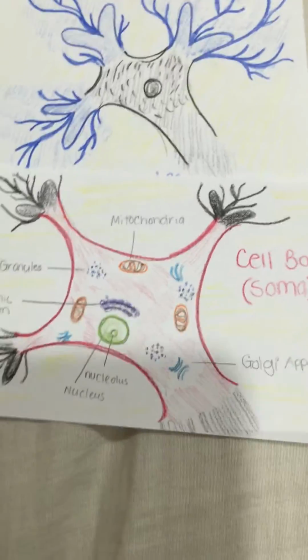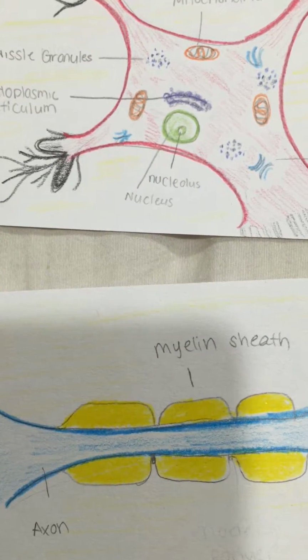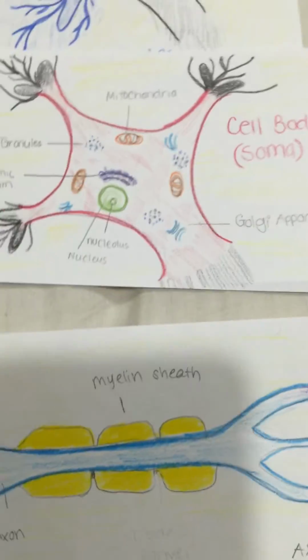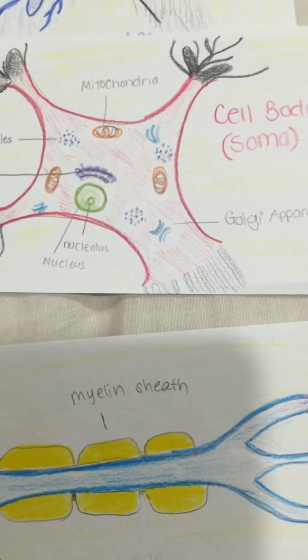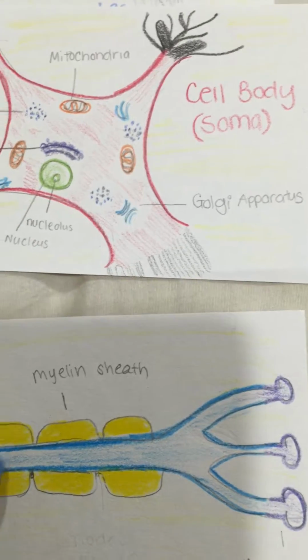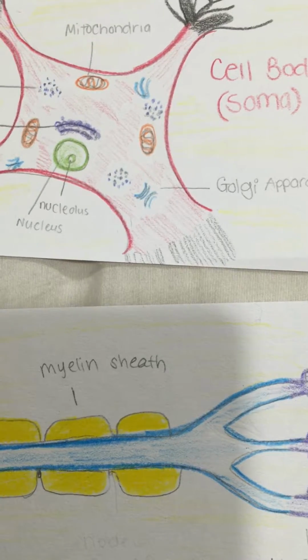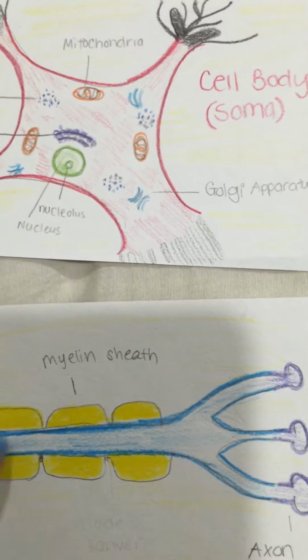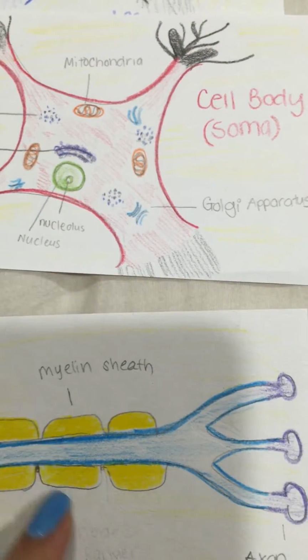Okay, so next we have the axon, which is right here. The axon transmits information away from the cell body. So the larger the diameter of the axon, the faster it transmits information. Some axons are covered with this fatty substance called myelin sheath, which acts as an insulator. They tend to travel faster when they have this insulator.